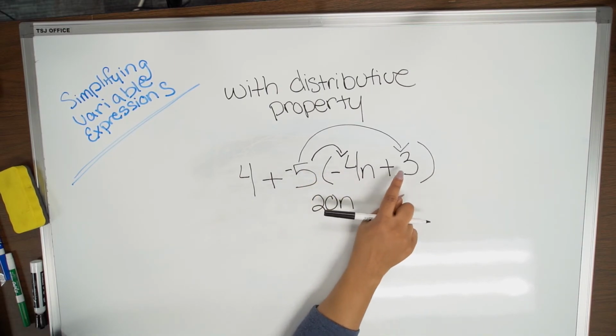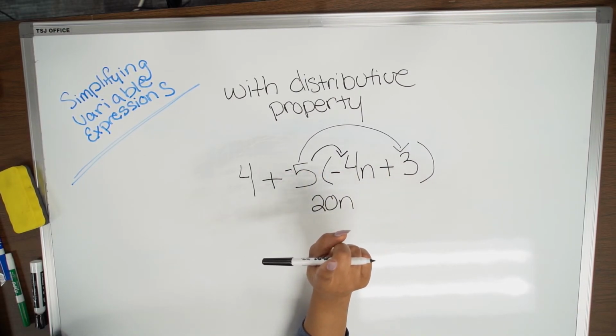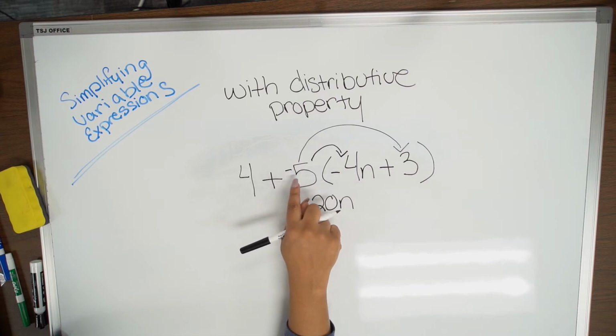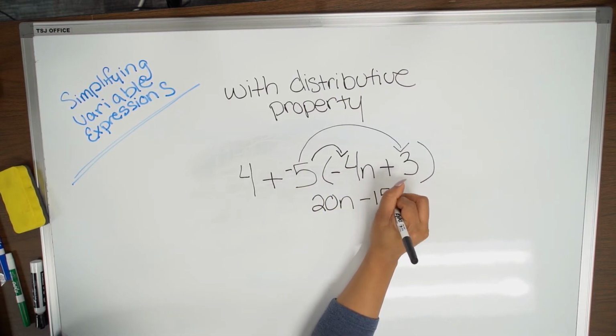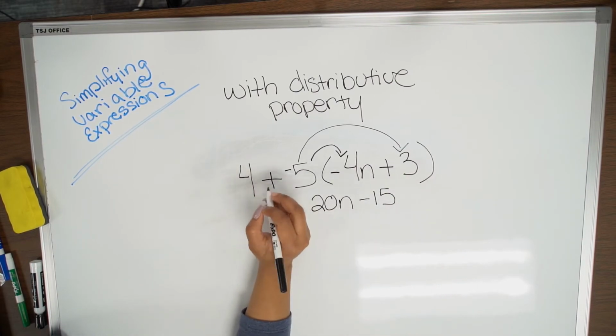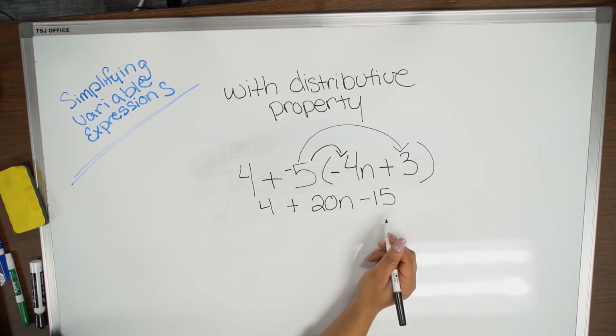And then we have negative 5 and positive 3, so a negative times a positive is, that's right, a negative. So negative 5 times positive 3 is negative 15. And then don't forget to bring down this 4 at the beginning. So this is where we're at right now.